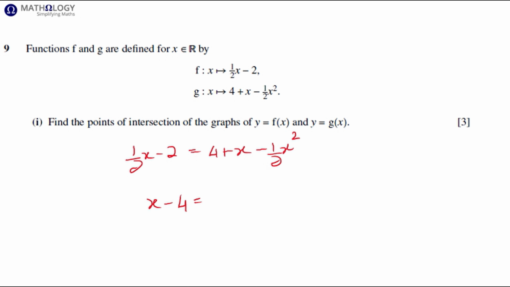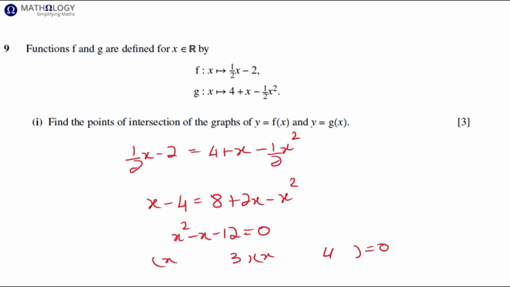So x minus 4 equals 8 plus 2x minus x squared. X squared minus x minus 12 equals 0. X and x, 3 and 4, plus 3 minus 4, so x equals minus 3, or x equals 4. X equals minus 3 and x equals 4 represent the x coordinates of the points of intersection. So to find the y coordinates of these points of intersection, we're going to substitute both x values into the simpler of the equations, which is f.